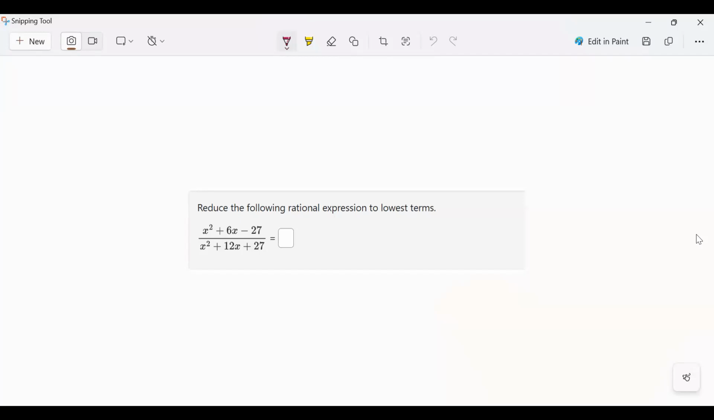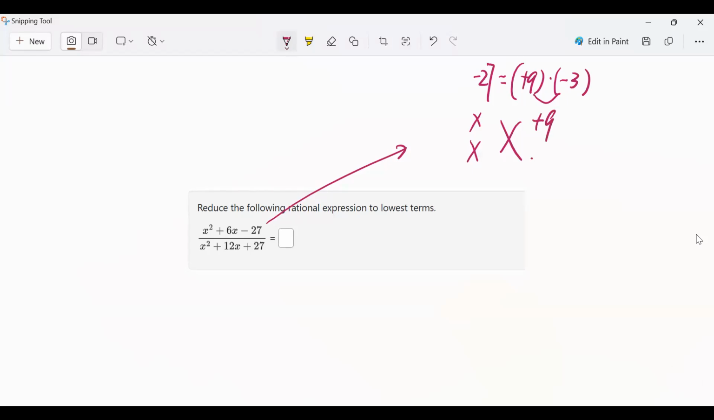Let's go over the solution. On the top, we should put down x squared plus 6x minus 27. It should be positive 9 and negative 3, because when you multiply them you get negative 27. When you add them, you get positive 6x. That's what we want. Cross multiplying, we get positive 9x minus 3x, that's positive 6x, and that matches the middle term. So the first term, last term, and middle term are all confirmed, right?